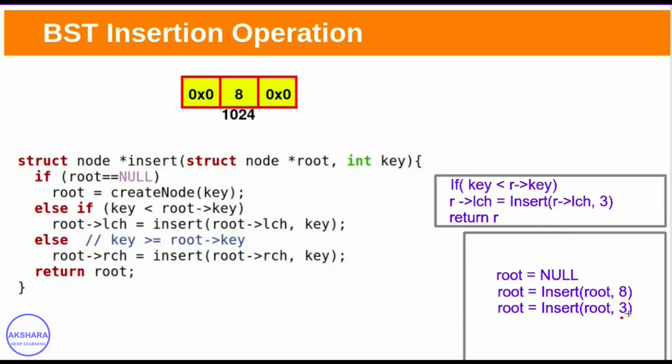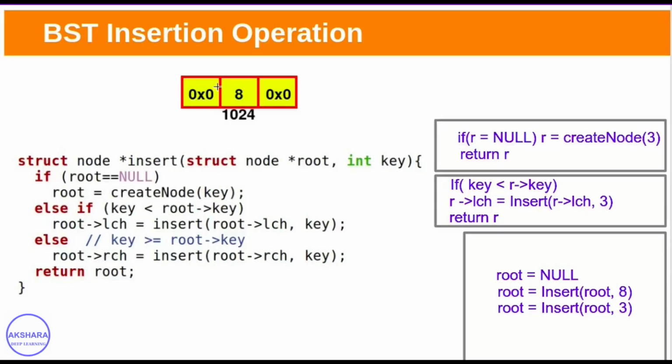If we want to insert 3, the insert function will be called with root 8, actually its address 1024. So here key 3 is less than root key 8. Again a recursive call will be made with the left subtree and with key 3. So the same insert function will be called one more time. Here the left subtree is null, so this R will be null. So this condition is satisfied.